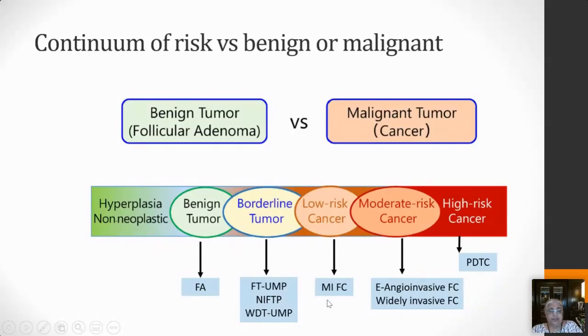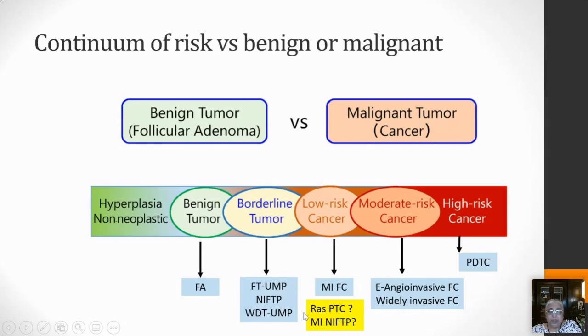Then we know that there is a minimally invasive follicular carcinoma, which is a carcinoma with a low risk. And then you have the moderate risk cancers, which is any angioinvasive tumor, whether it is encapsulated or widely invasive, and the widely invasive follicular carcinoma. And the very high risk is poorly differentiated thyroid carcinoma, which I'm not talking about today.